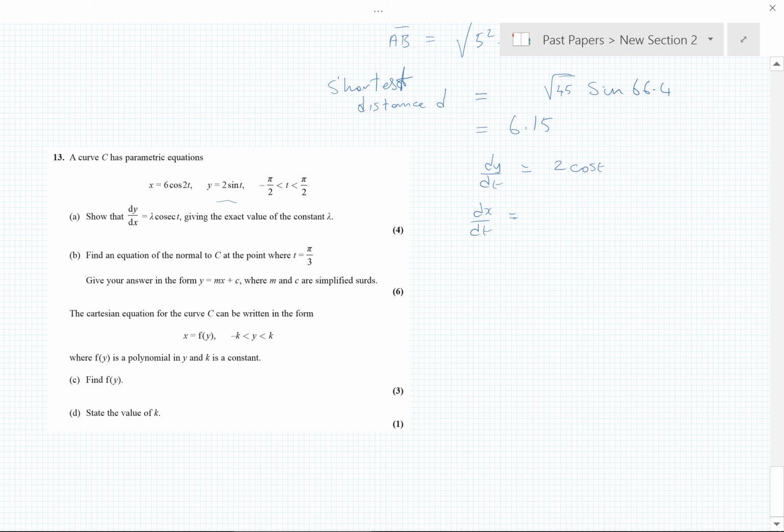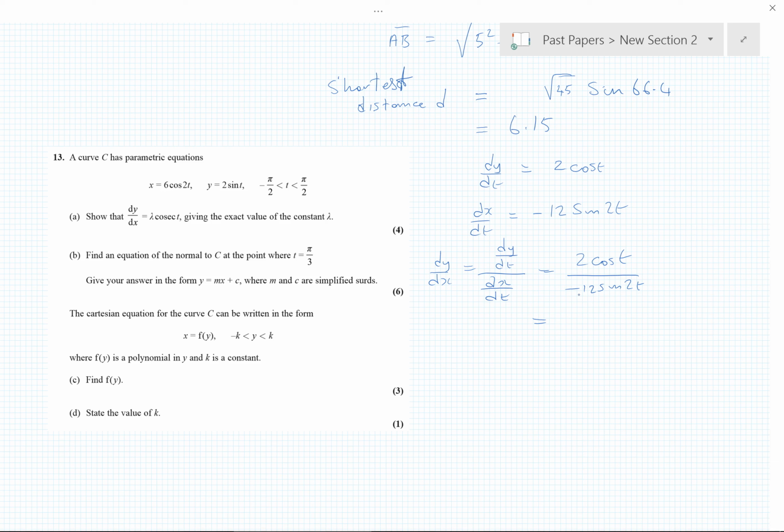Differentiating cos gives you minus sine, but don't forget to times by the 2. So that's minus 12 sine 2t. So now dy by dx is equal to dy by dt over dx by dt. So that's equal to 2 cos t over minus 12 sine 2t. We're obviously going to need to expand the bottom. I'm also going to deal with the 2 and the minus 12 at this point.